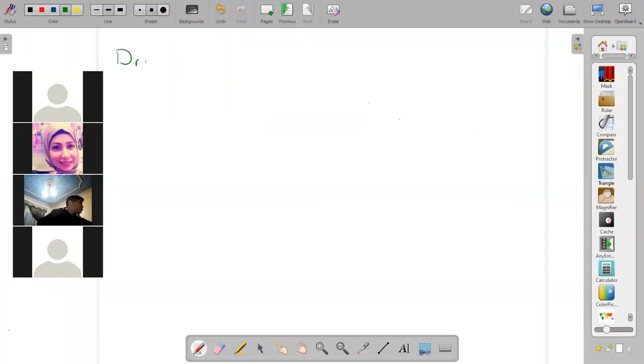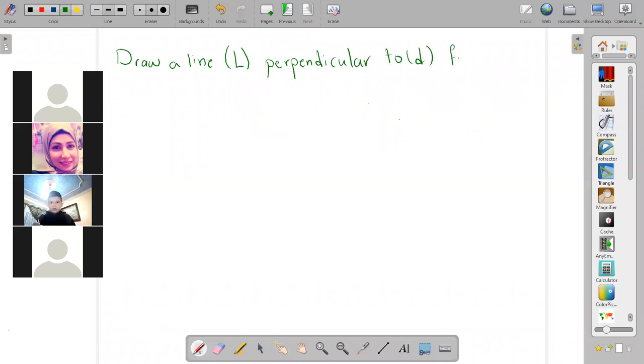Draw a line L perpendicular to the... from the point A.